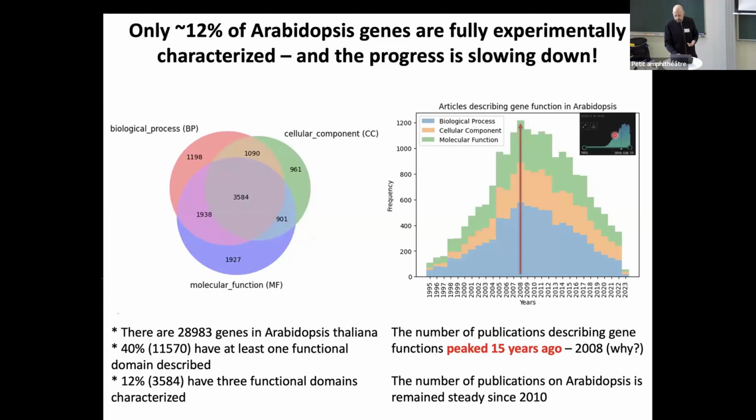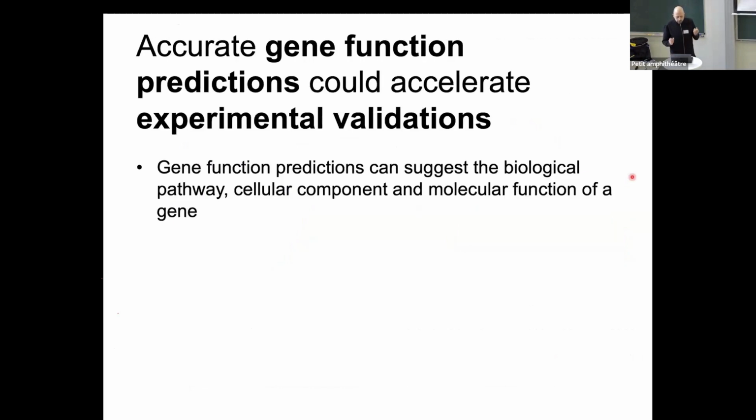This is surprising because the number of papers containing the Arabidopsis keyword peaked in 2010 and remained constant. So it looks like for some reason the discovery of new gene functions has dropped, but the number of papers has not. So how could we fix this?